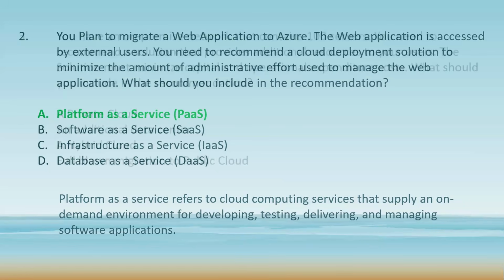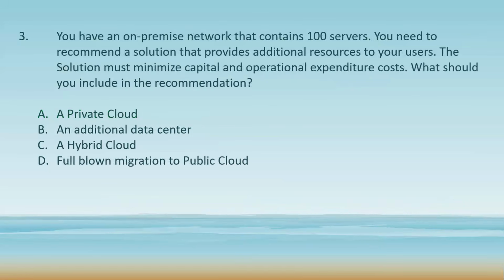Moving on to question 3. You have an on-premise network that contains 100 servers. You need to recommend a solution that provides additional resources to your users. The solution must minimize capital and operational expenditure costs. What should you include in the recommendation? Your options are a private cloud, an additional data center, a hybrid cloud, full-blown migration to public cloud.